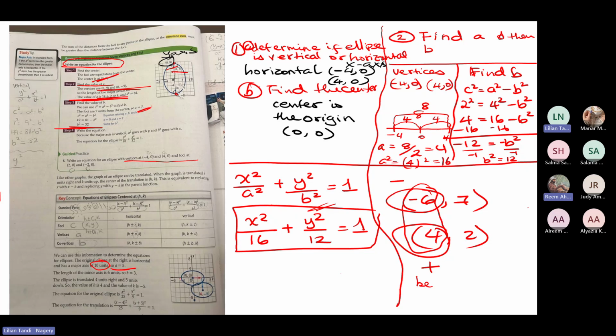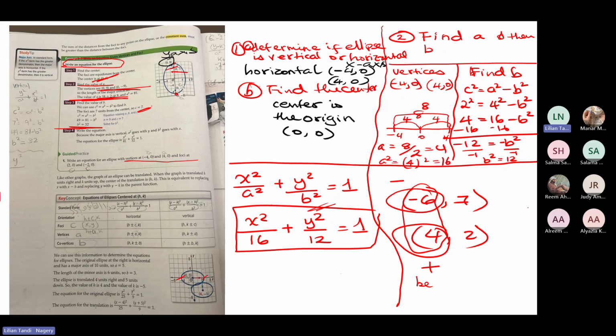Maybe from here to here is 10. Oh yes, because 4 is here, so this should be 5. Look, 4 is here, so this should be 5. So the distance from here to here should be 10. Is that clear? So 2a equals 10, divide by 2, a is 5. Up to there, we are good? That's how we got the 10 and the 5.